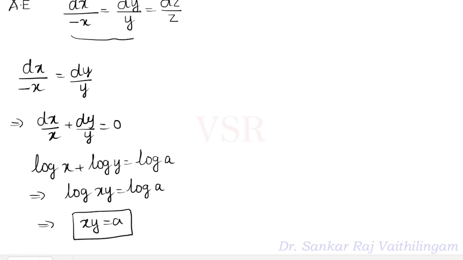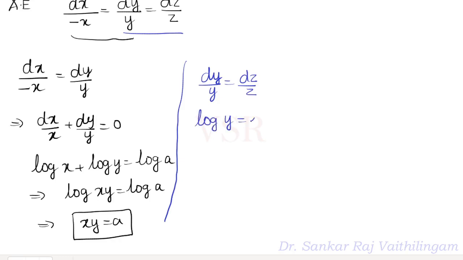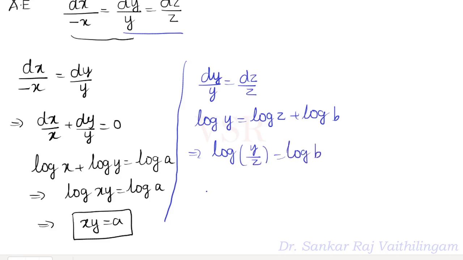What about the second solution? இதை எடுத்துக்க போறேன் அப்படின்னா இந்த ரெண்டு எடுத்துக்க போறேன். அப்ப இங்க பாத்தீங்கன்னா dy by y which is equal to dz by z. அப்போ this is log y which is equal to log z plus log b. அப்ப this implies that log y minus log z, so log of y by z which is equal to log b. So this implies that y by z which is equal to b. So this is my second solution.